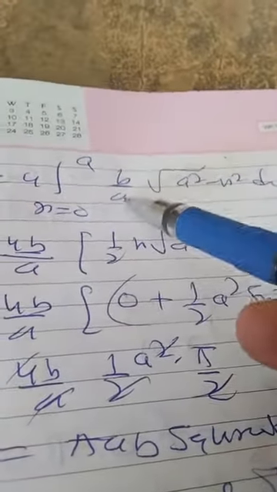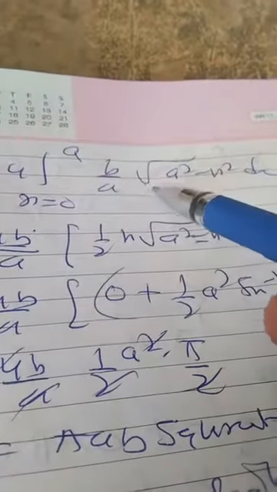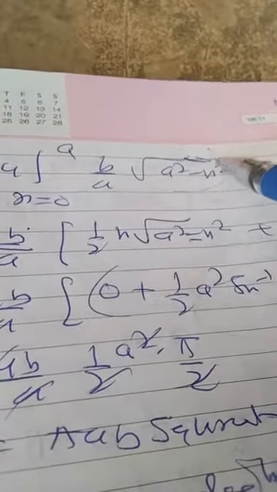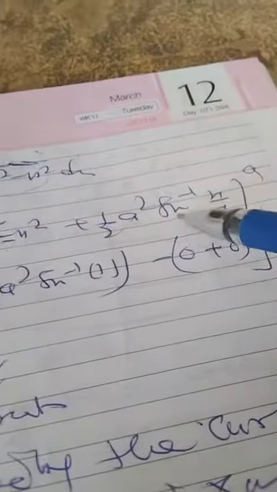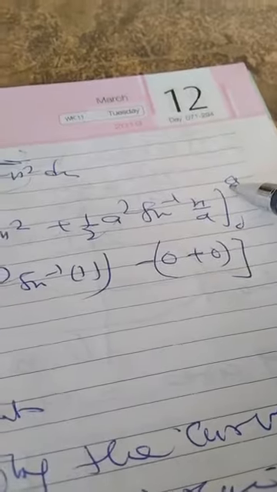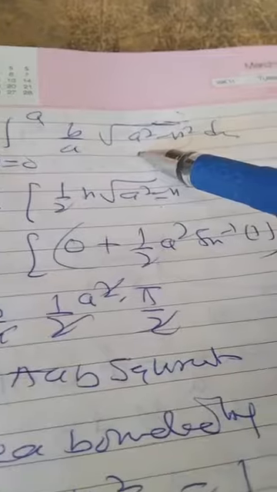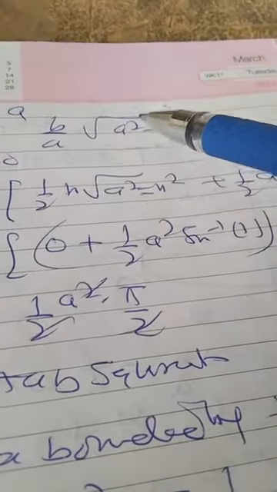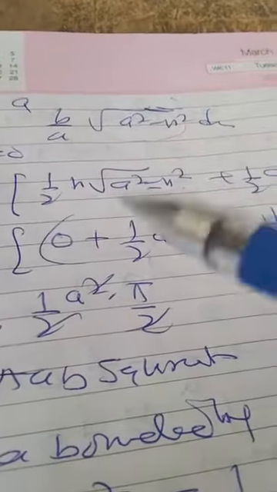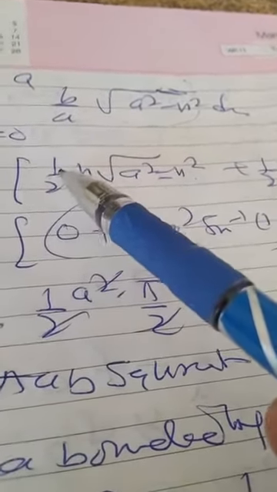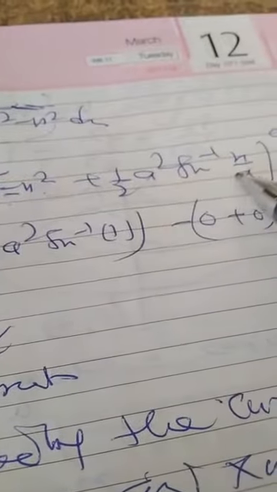Now b by a is a constant, so we take it out, that is 4b upon a. And we know that the integration of root over a square minus x square is 1 by 2 x root a square minus x square plus 1 upon 2 a square sin inverse x upon a, from 0 to a. In the definite integral, we can apply this formula for root a square minus x square directly.